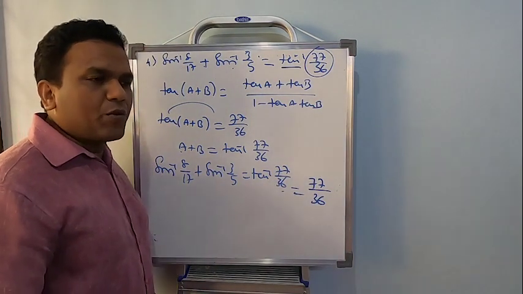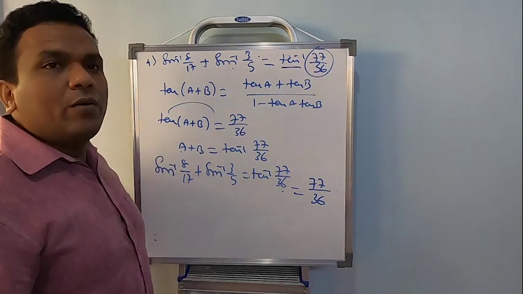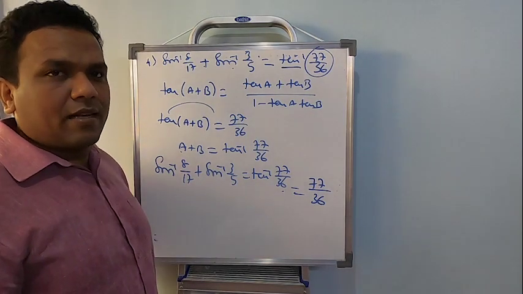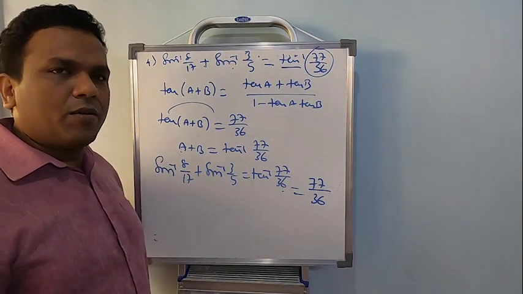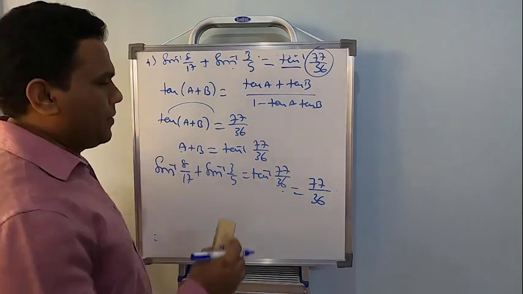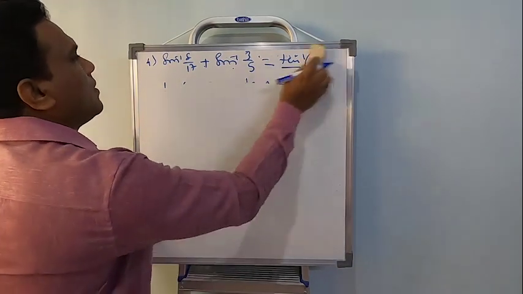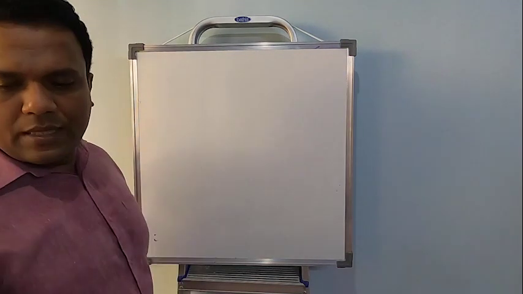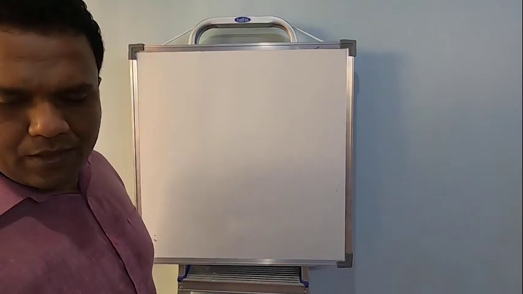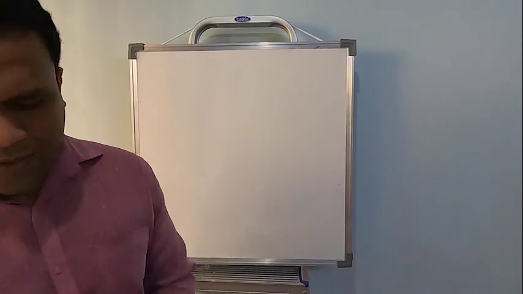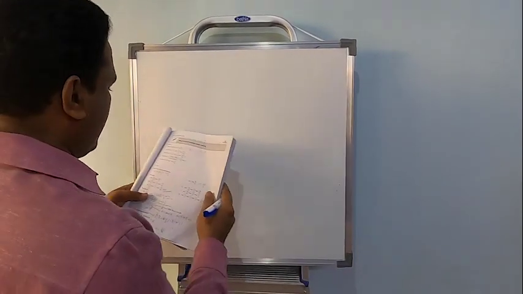So I told you a few problems of such kind are there, where depending on the right side we will select the suitable compound angle formula from trigonometry. So that's the fourth one. Let's go to the next, problem number 5.